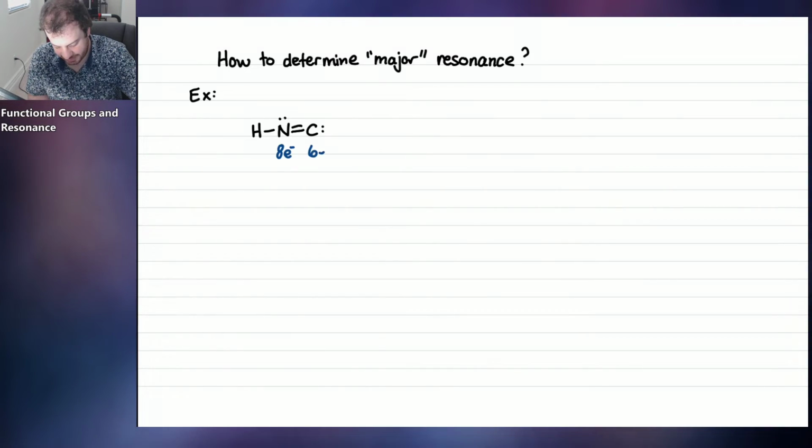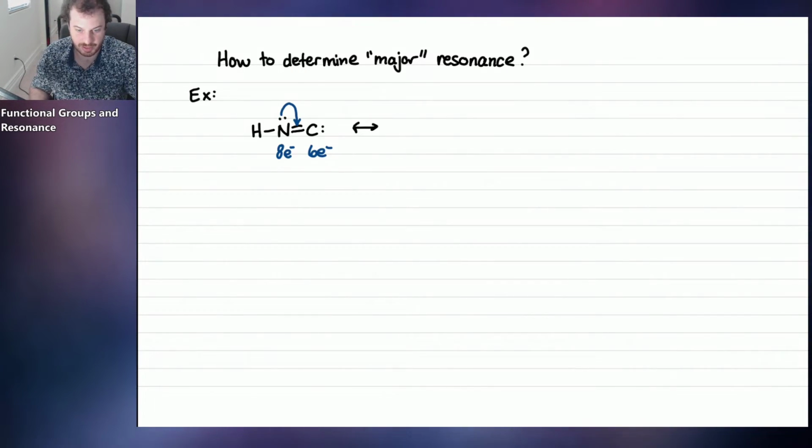But the carbon only has 6 electrons. So we do have a lone pair next to an empty p. So we can draw a resonance structure. Simply move the lone pair towards the empty p. And if we do that, we get a resonance structure that looks like this.